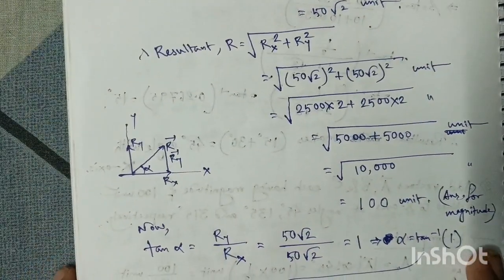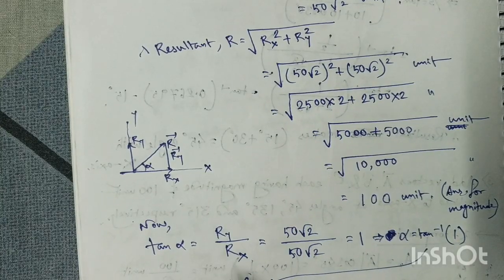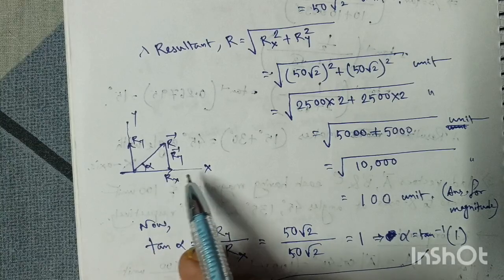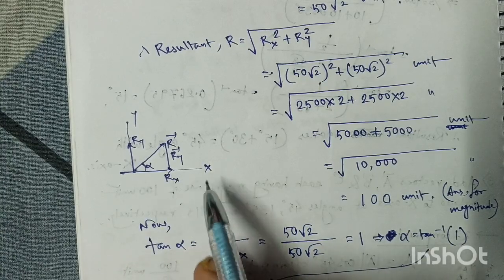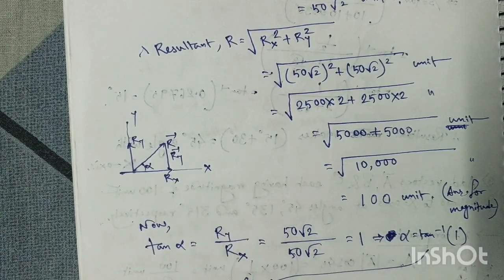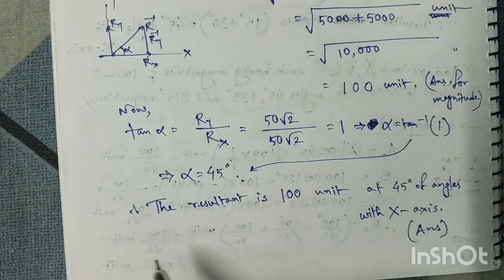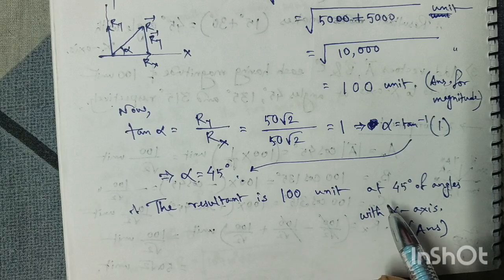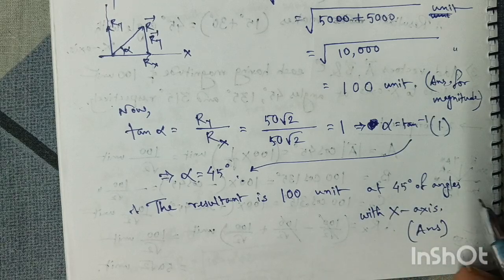Now, let the vector R make an angle alpha with the x-axis, that is the positive direction. Therefore, tan alpha is equal to Ry by Rx is equal to 50 root 2 by 50 root 2 is equal to 1. Therefore, alpha is equal to tan inverse 1. So, alpha is equal to 45 degree. Therefore, the answer is the resultant is equal to 100 unit at 45 degree angle with x-axis.